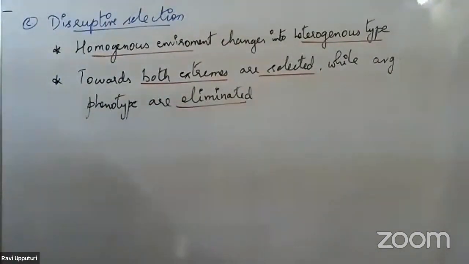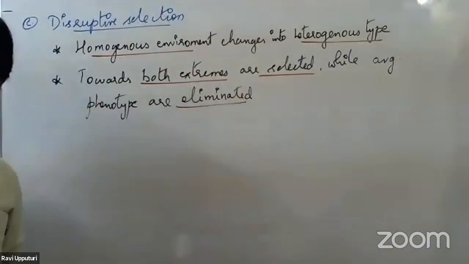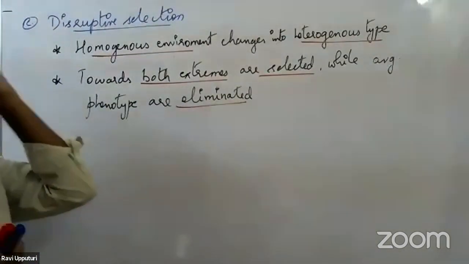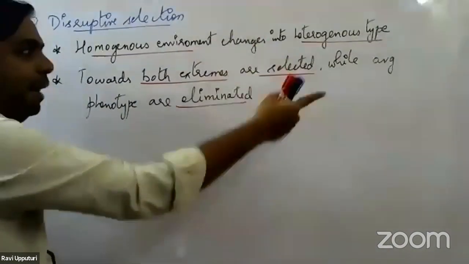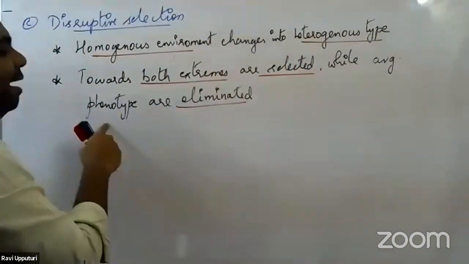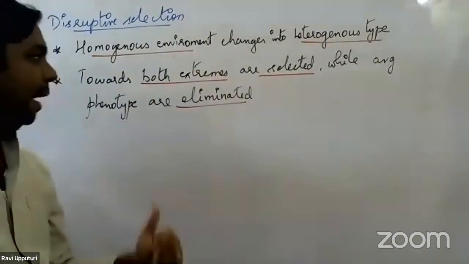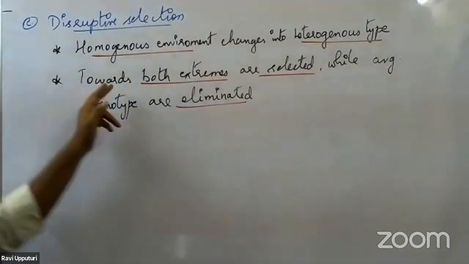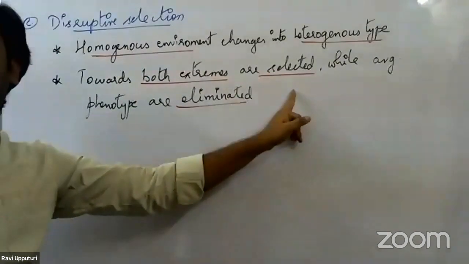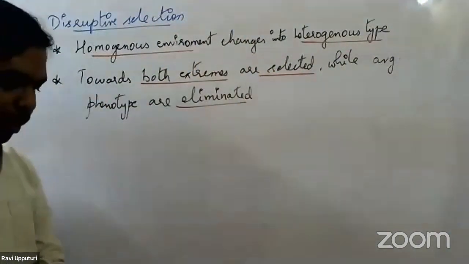So if you just observe this, it is almost opposite to the stabilizing selection we have seen. What did we see in stabilizing selection? Individuals towards both the extremes are eliminated, while individuals possessing average phenotype are being selected. But in disruptive selection, it is quite the reverse, right? Individuals towards both the extremes are selected, while the average phenotype is eliminated from the population.